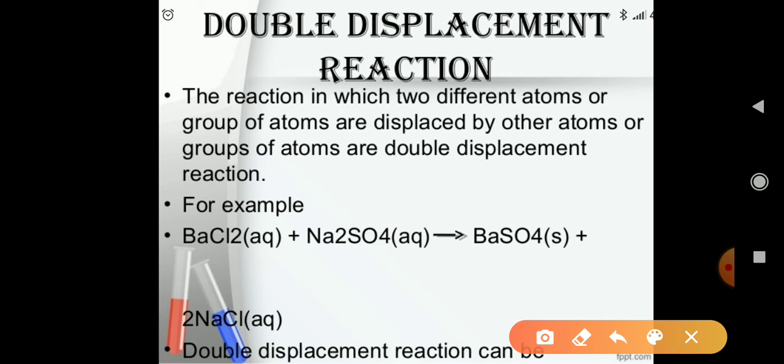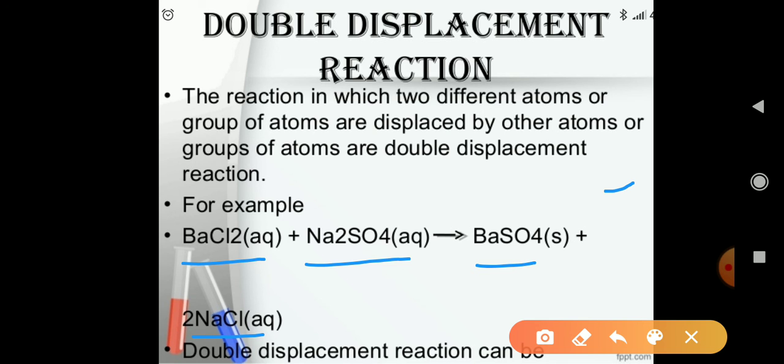Then the next type of reaction is double displacement reaction. In this reaction, two different atoms or groups of atoms are displaced by other atoms or groups of atoms. Here displacement takes place twice in the same reaction, so it is called double displacement reaction. An example is BaCl2 plus Na2SO4, which gives BaSO4 plus 2NaCl.